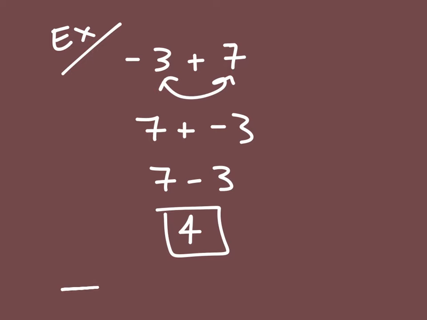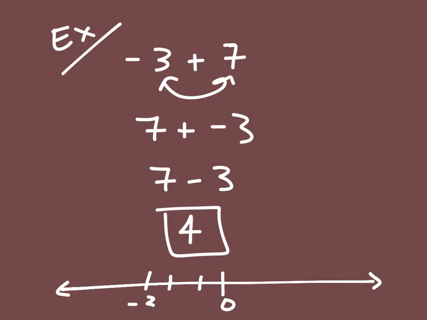You can still use a number line, all right? If this is 0, and I count to the left 3, here's -3, all right? So if that's my negative number, we go to the left 3, 1, 2, 3. And then my other number is +7, means we're going to move 7 units to the right.